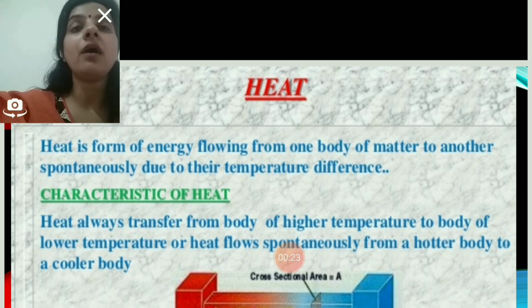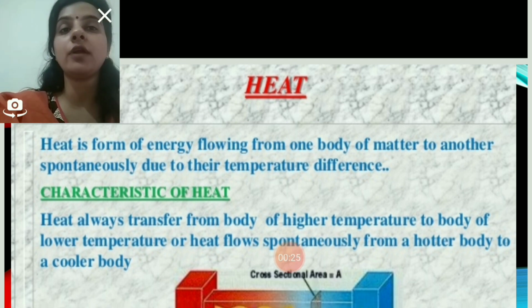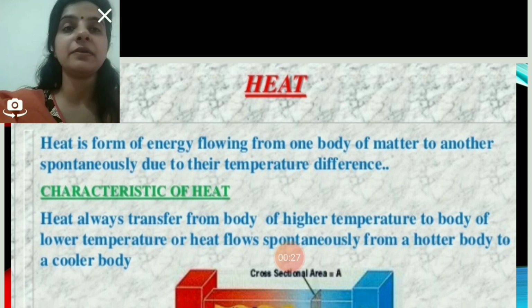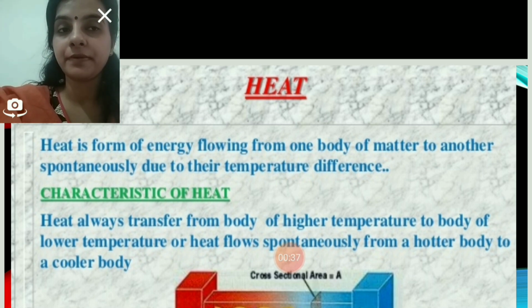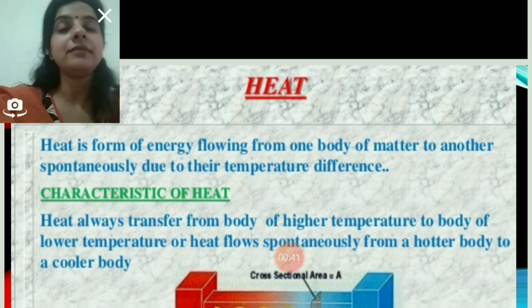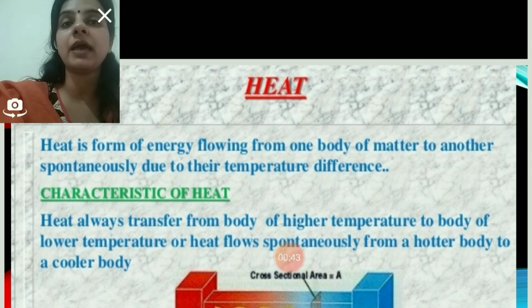But exactly how does this heat get transferred from one object to another? Let's take some examples. Have you ever seen your mother cooking? She puts a pan containing vegetables on a gas burner. After some time the food gets prepared. How is it prepared? Obviously with heat. So here the heat transfer takes place from the gas burner to the pan.